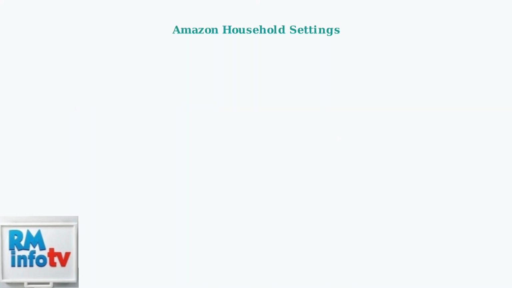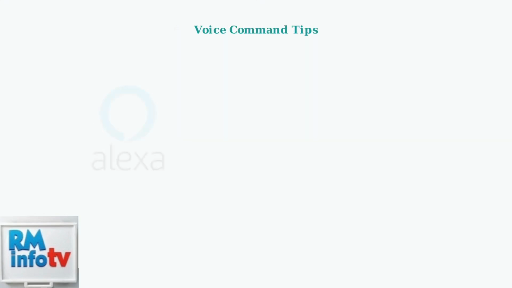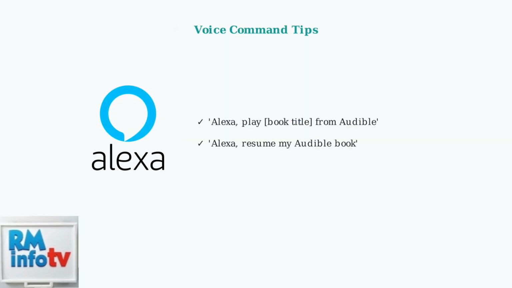Check your Amazon household settings to ensure access to Audible titles is properly configured. Family members need appropriate permissions to access shared Audible content. For voice command issues, use specific phrases that include both Alexa and Audible in your request. Say, "Alexa, play book title from Audible," rather than just the book title alone.